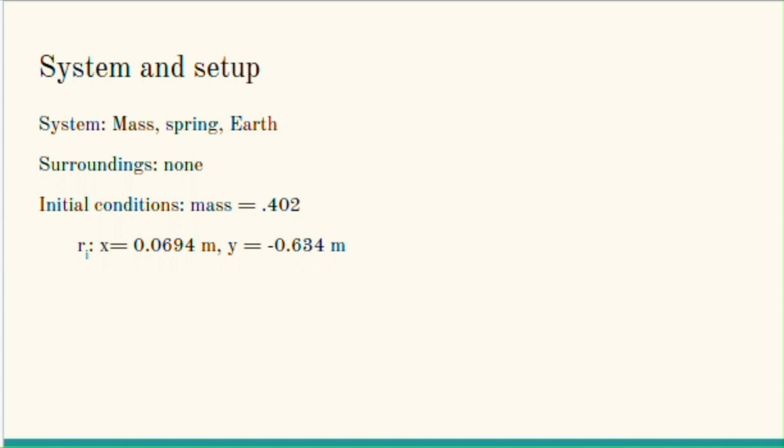The initial conditions pulled directly from the first frame of my data are an initial position vector with x of 0.0694, and y of negative 0.634 meters, and an initial velocity vector of 0.000 meters per second. The physical parameters used include a mass of 0.402 kilograms, a spring stiffness constant k of 6.83 newtons per meter, and a relaxed spring length L naught of 0.123 meters.